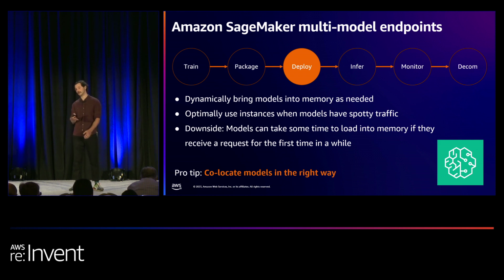The way that they work is that they dynamically bring models into memory as needed. So a request comes in for a model, the instance is like, okay, cool, I haven't seen that model for a while. Pull it into memory, handle the request, and then the next request that comes through is a little bit quicker. But there is a bit of a downside there, that the first request can take a little bit longer. So my pro tip there is to try and co-locate your models in the right way if you're going to tackle this shared infrastructure approach.